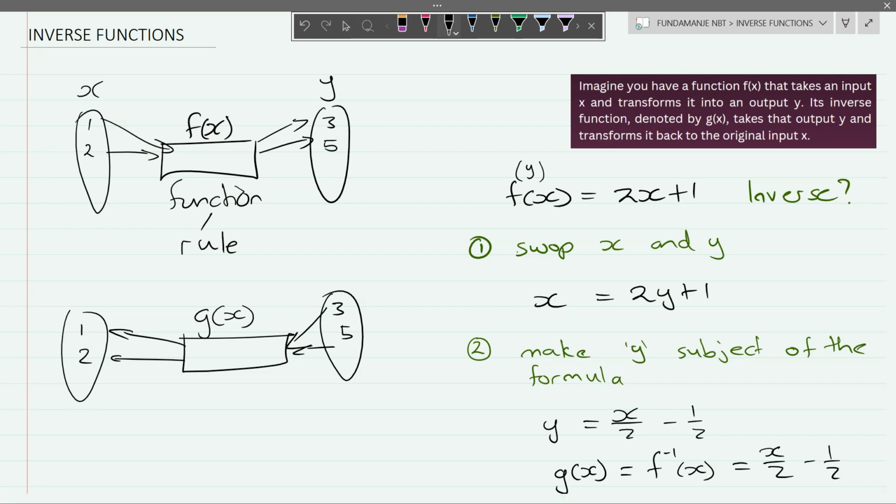So in this function, whenever we input 1, y will be 3. Whenever we input 2, y will be 5. But in this function, if we input 3, we get 1 out. If we input 5, we get 2 out. So it kind of works in the opposite way that the original one does. And that's the inverse function.